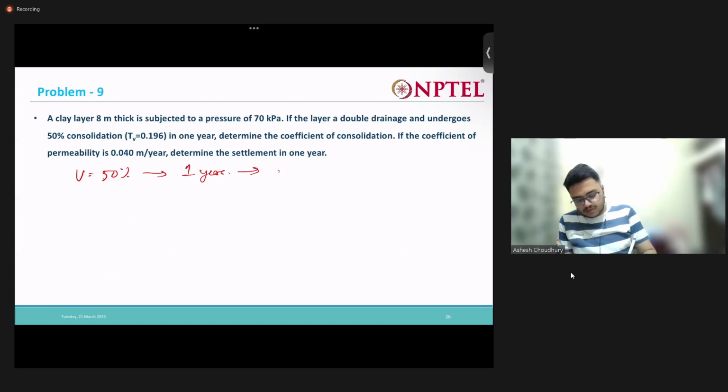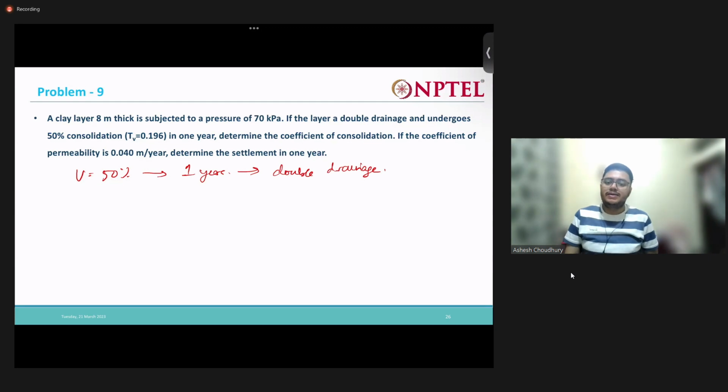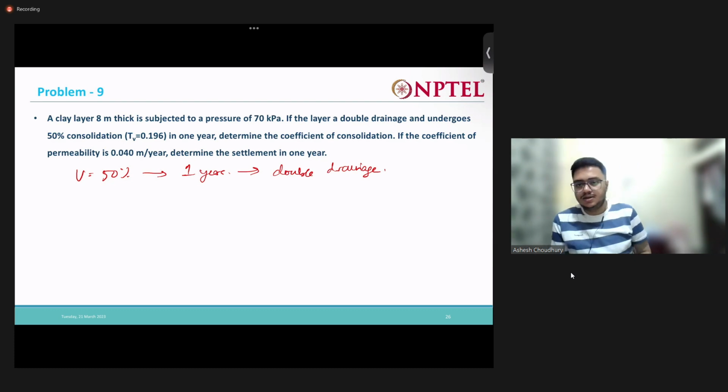Okay, and double drainage. Determine the coefficient of consolidation. If the coefficient of permeability is this much, okay, then also you need to determine the settlement in 1 year. Okay, so let us see.